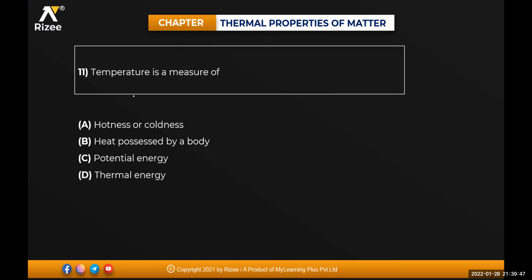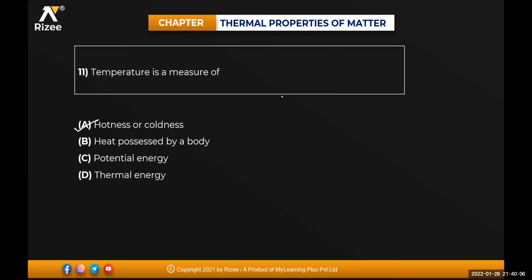Next one. Temperature is a measure of: hotness or coldness, heat possessed by a body, potential energy, thermal energy. Sir, hotness or coldness. Hotness or coldness. Okay? Yes. So these were some of the basic questions, beta. You should have been done.